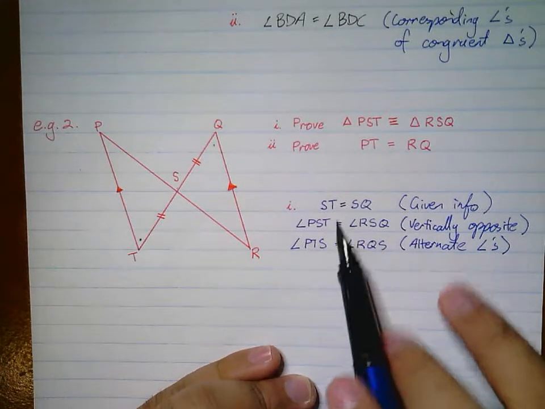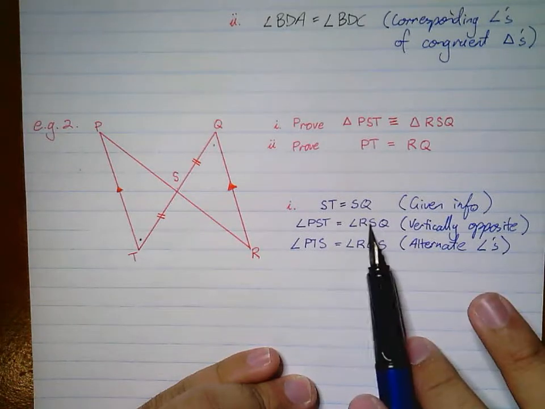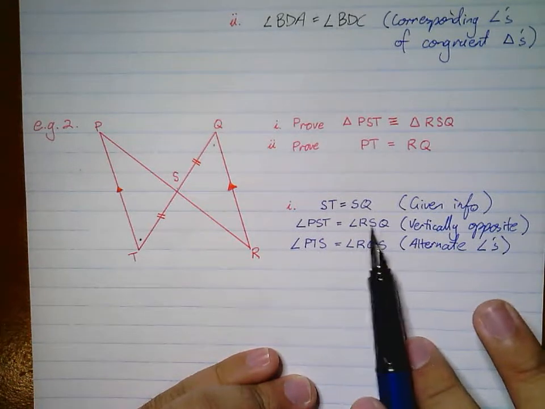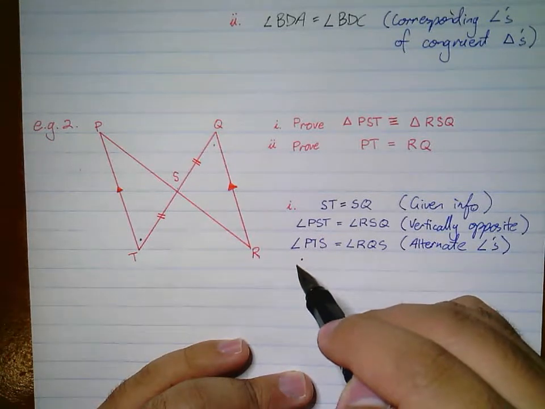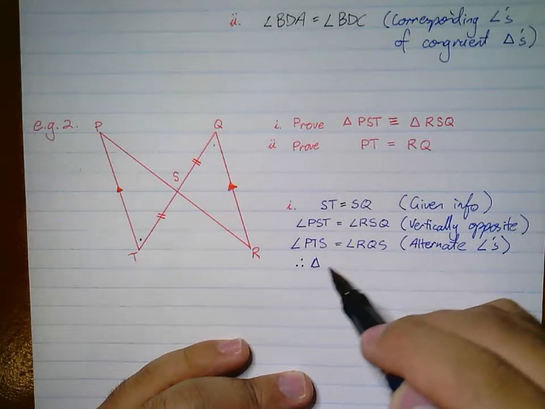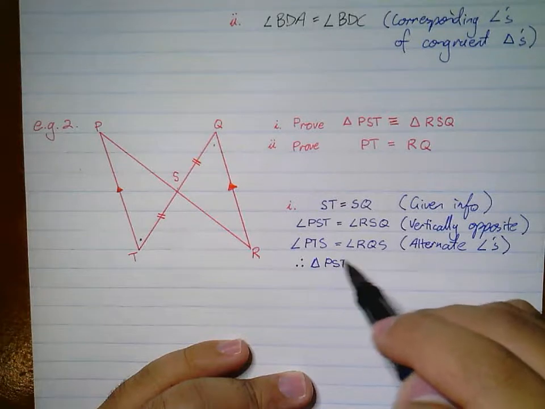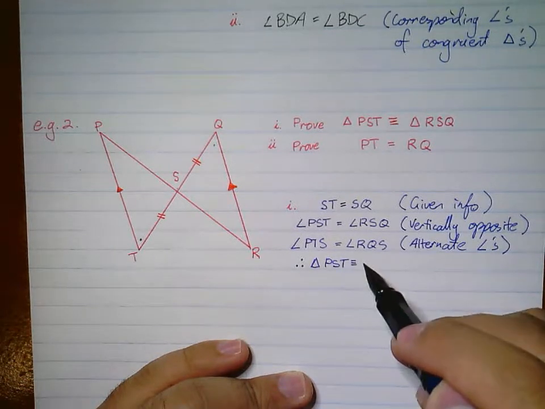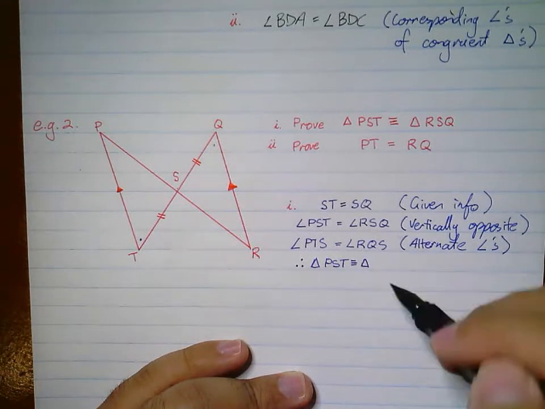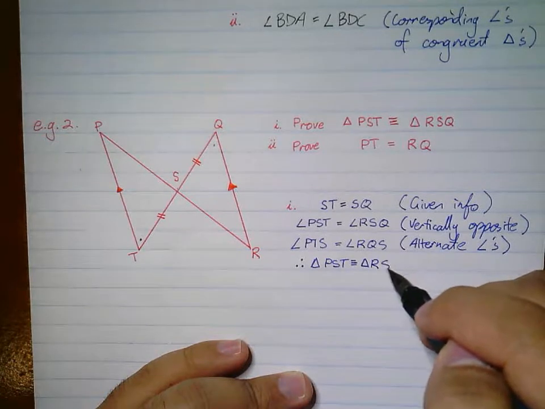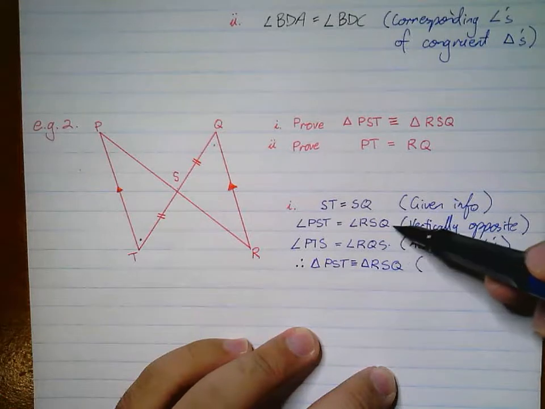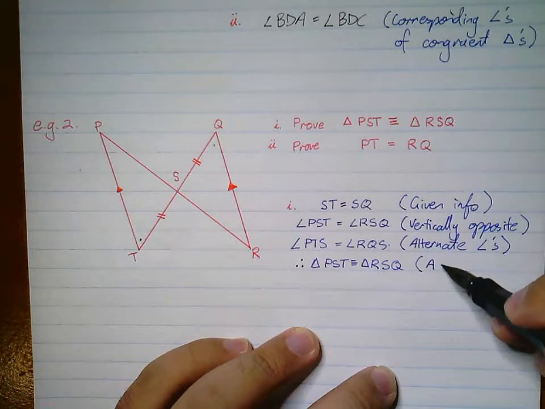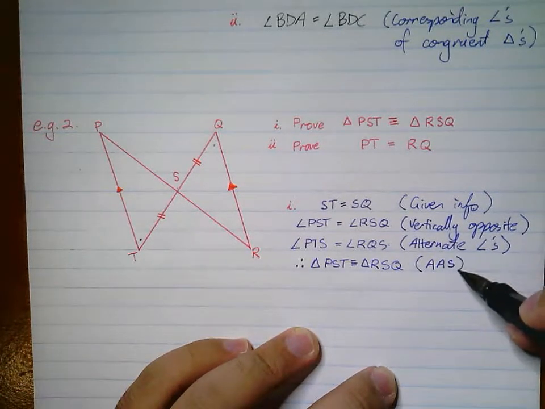So we now have a side, an angle, and an angle: angle, angle, side. Because of these three, we can say, therefore, triangle PST is congruent to triangle RSQ. The reason is two angles and a side: angle, angle, side.